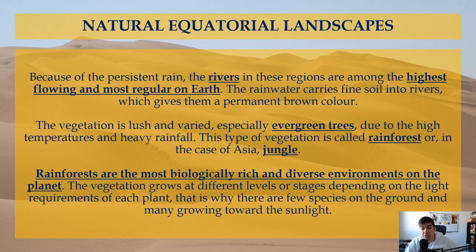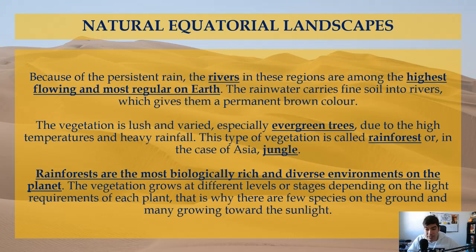Because of this persistent rain, the rivers in these regions are among the highest flowing and most regular on Earth, and the rainwater carries fine soil into rivers, and that's why they have this brown color. The vegetation is lush and varied, especially evergreen trees. O sea, vegetación que se llama siempre verde, o sea, muy verde, due to the high temperatures and heavy rainfall. And this type of vegetation is called rainforest or jungle, la selva o la jungla. And these rainforests are one of the most biologically rich and diverse environments on the planet.